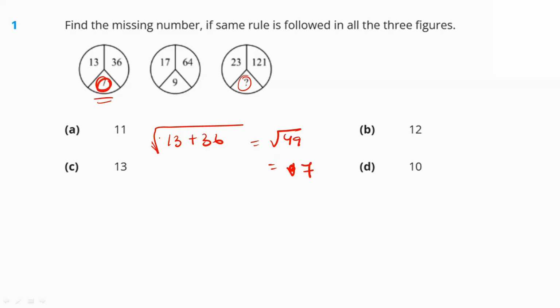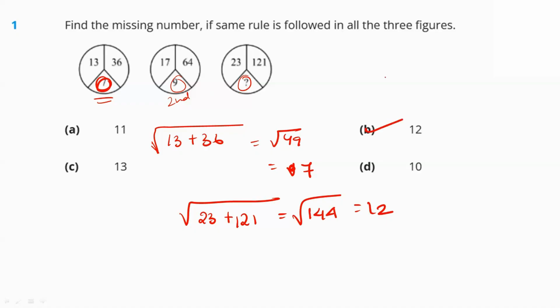If you follow the same pattern with the second one also, you will get the answer as 9. Let's do it with the third pattern. Just take the square root of 23 plus 121. That will give you 144. The square root of 144 is 12. So in the place of the question mark, there should be 12. So 12 is our right answer. Move to the next question.